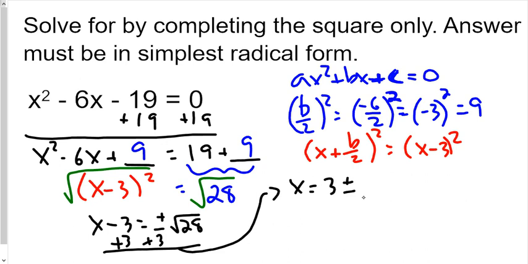So we get 3 plus or minus the square root of 28, which means there's two answers: 3 plus the square root of 28, and 3 minus the square root of 28. Except one last thing, simplest radical form.